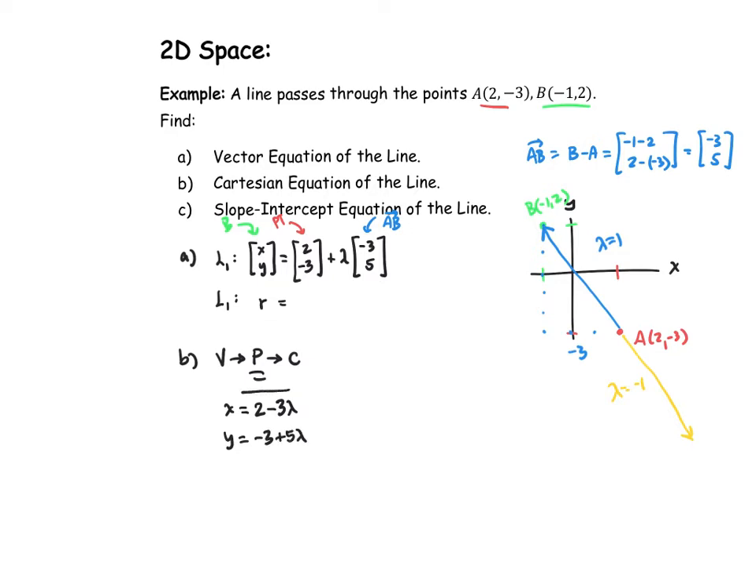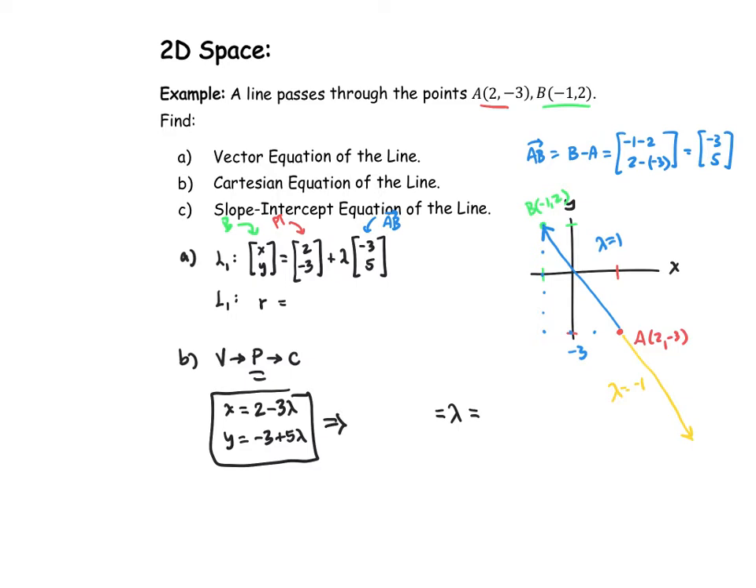Now that's parametric form. What I want to do is take that and put it in Cartesian form. Cartesian form, parametric form, and vector form, or vector equation, are all useful in different scenarios. So let's go ahead, and what I'm going to do is solve for lambda in each case.